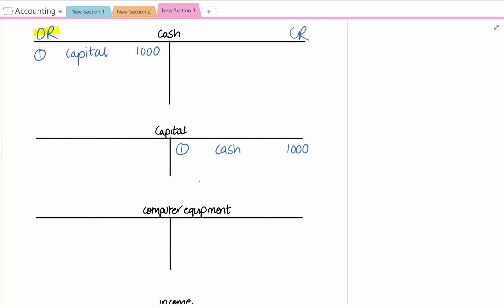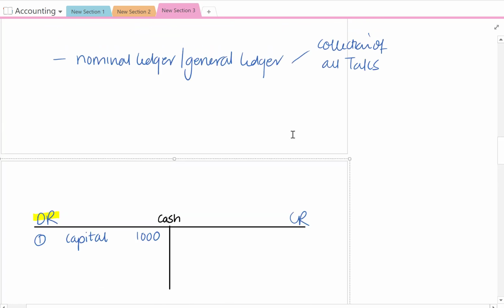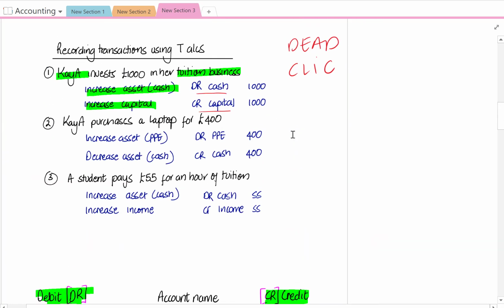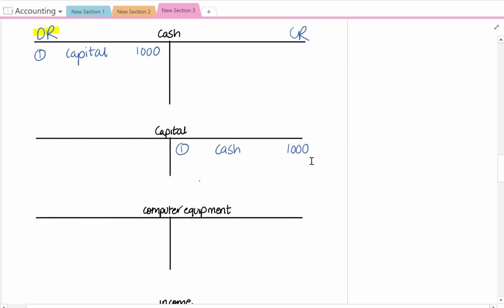Right, so we've posted transaction 1. We can move on to transaction 2. Now, if we take a glimpse back to what transaction 2 was, transaction 2 was the purchase of a laptop for £400. Now, we said that the dual impact taking place here was an increase to an asset item, PPE, in particular it's computer equipment, and there's a decrease to cash. So the dual impact is we debit PPE, we credit cash. Let's take that and post it into the respective T accounts.